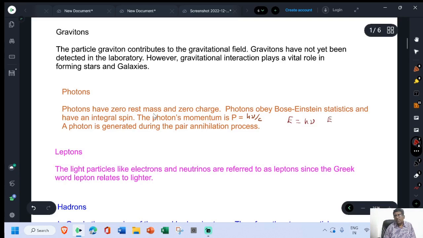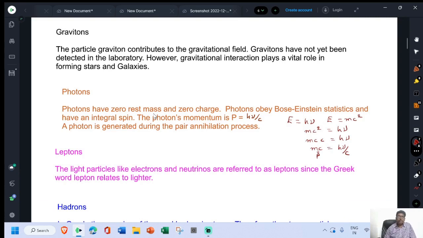According to Einstein mass energy relation, E equal to mc². Therefore, mc² is equal to h nu. mc into c equal to h nu. mc equal to h nu by c. Here mass into velocity, mc, is our momentum p. This is p. p equal to h nu by c.